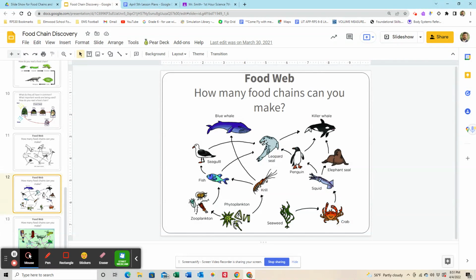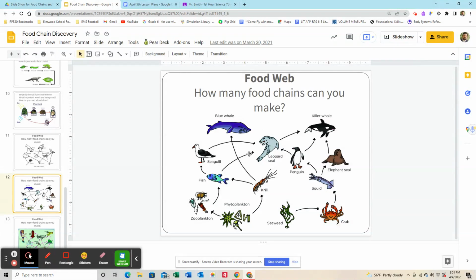Still 3. Phytoplankton, krill, blue whale, 4. Phytoplankton, krill, fish, leopard seal, killer whale, 5. Phytoplankton, zooplankton, fish, leopard seal, killer whale, 6. Phytoplankton, zooplankton, fish, seagull, leopard seal, killer whale, 7. So I have 7 there.